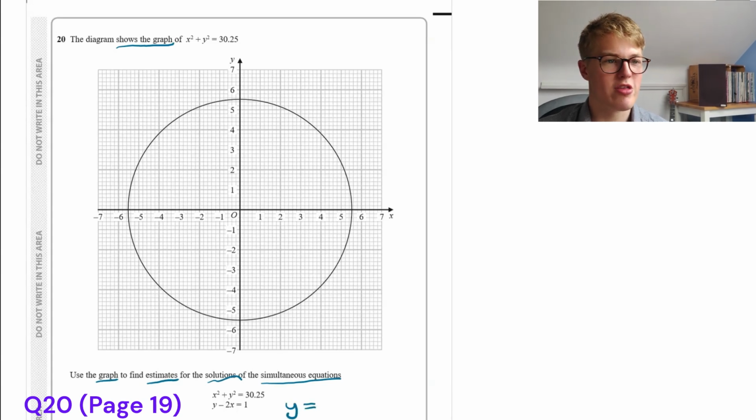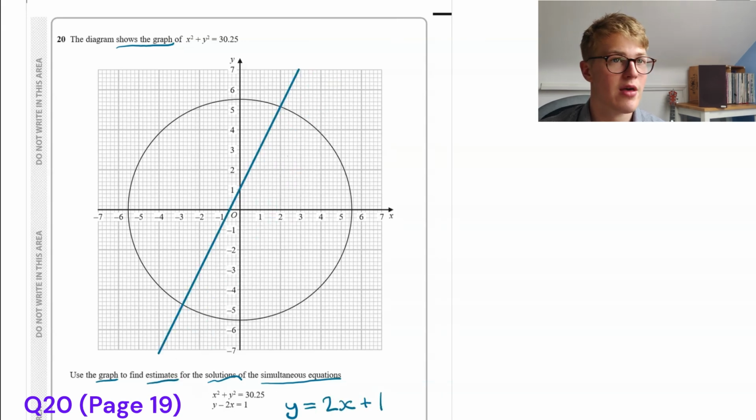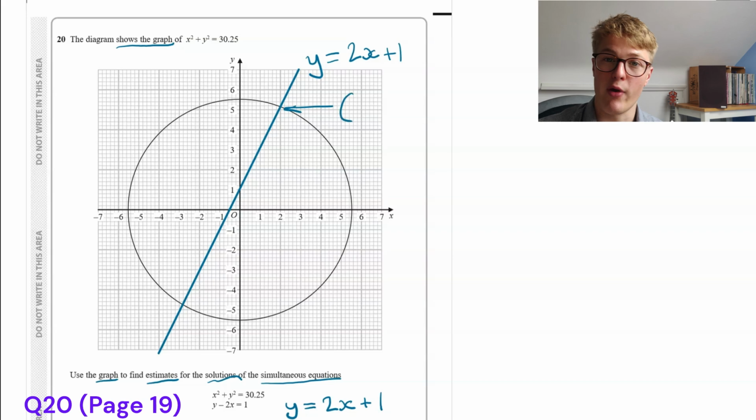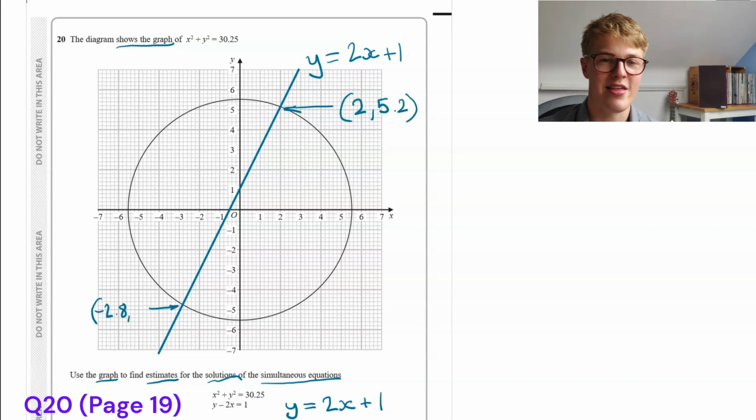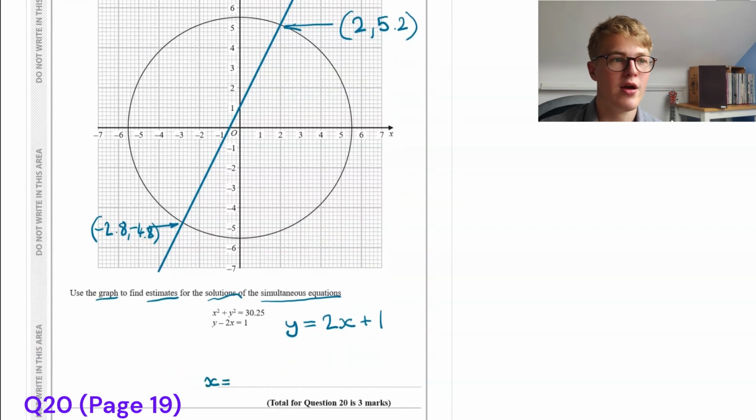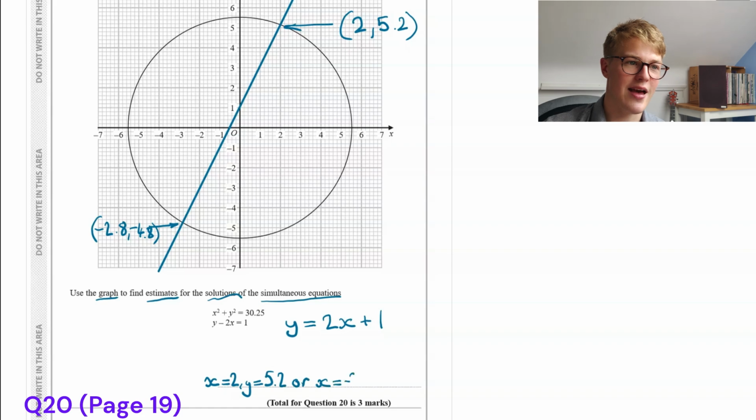So we can rearrange the second equation to y equals 2x plus 1 and then draw this on the graph. Remember the y-intercept is going to be 1 and the gradient is going to be 2, so we draw on the line as you can see here, and then where the points intersect is going to be our solutions. So we have x is 2 and y is 5.2, and we have x is minus 2.8 and y is minus 4.8, and those are solutions.